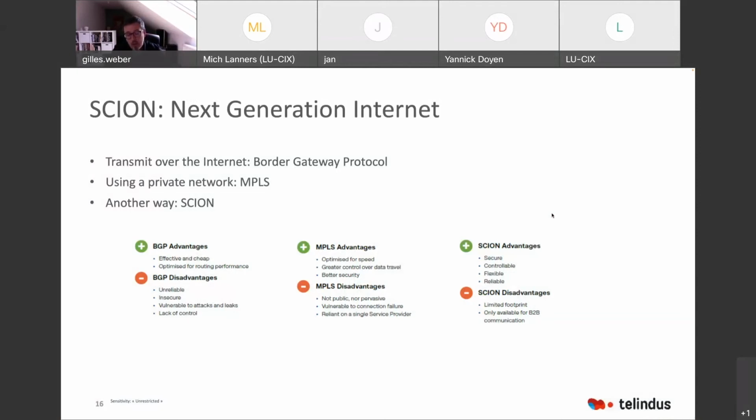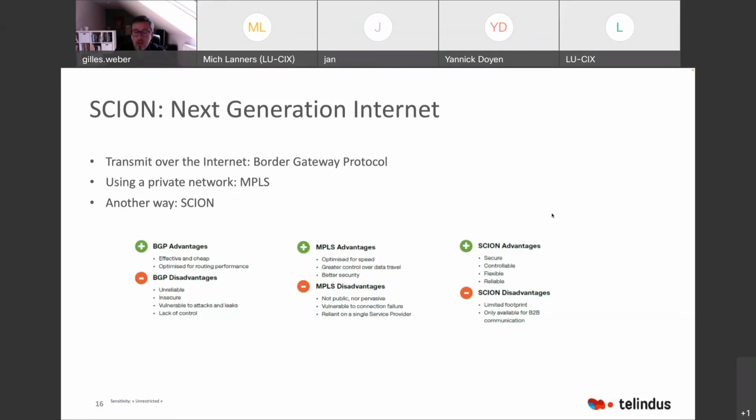If a company needs to establish connectivity between multiple sites, another solution could be MPLS, which is often used in those cases, and is optimized for speed, for privacy, for quality of service, but has the disadvantages of being expensive and not available everywhere. A new way of thinking about it might be the CIAN solution. CIAN stands for scalability, control, and isolated domains.